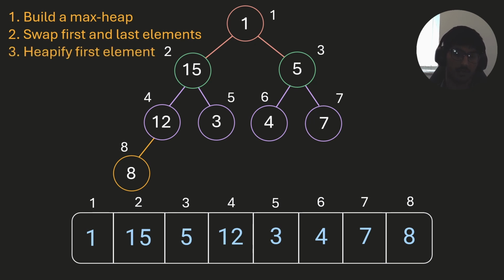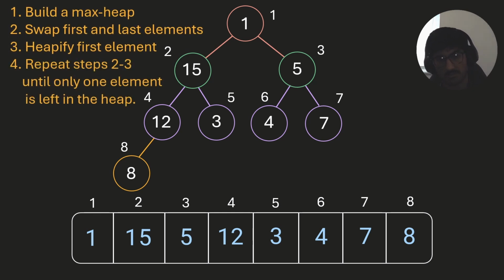The third step is we're going to heapify the first element. And then once we've heapified it, we're going to do the fourth step, which is repeat steps 2 and 3 until we reach the last element in the heap, so we can't swap anymore. I'll go through this step by step so you guys can understand what I mean by all these different procedures.